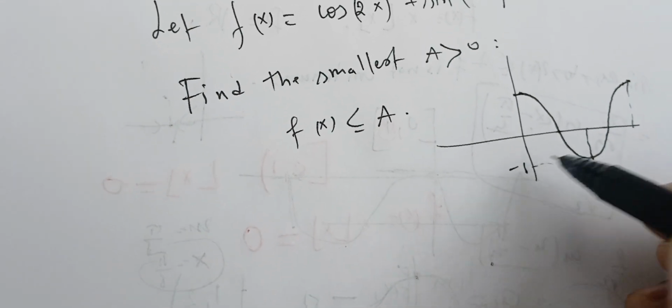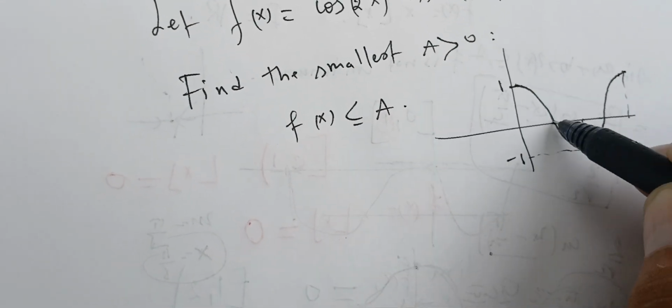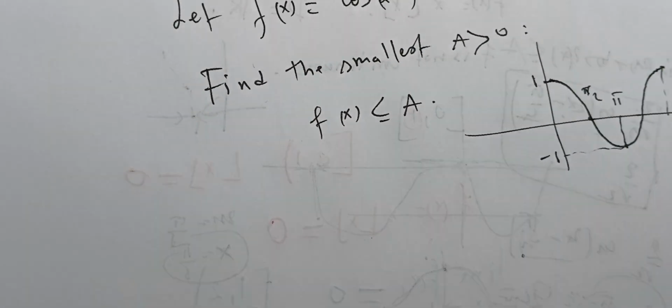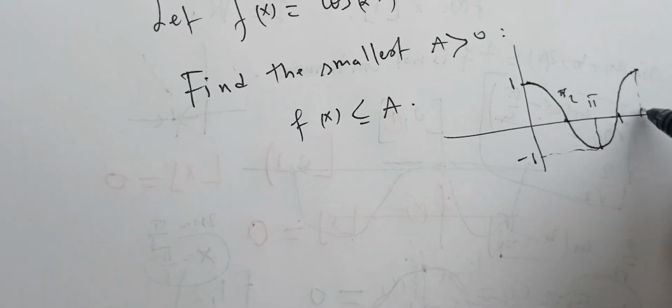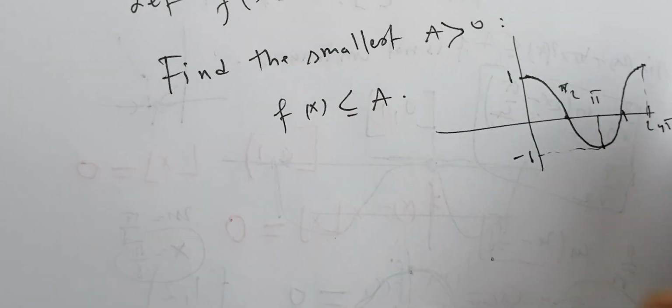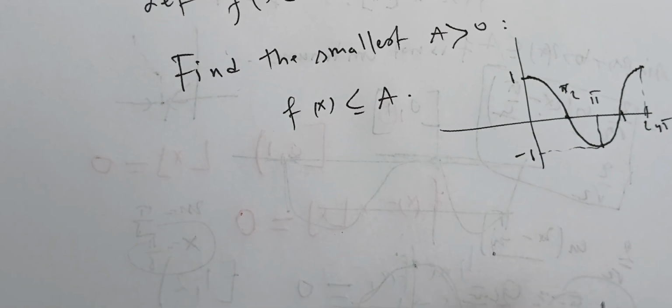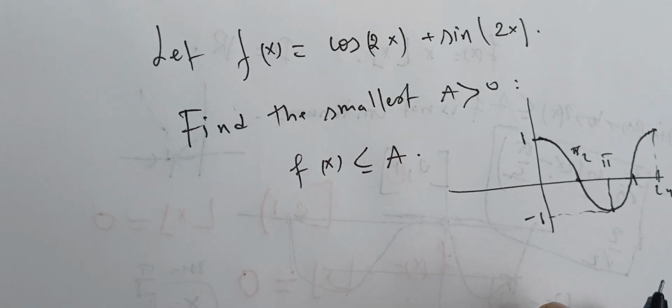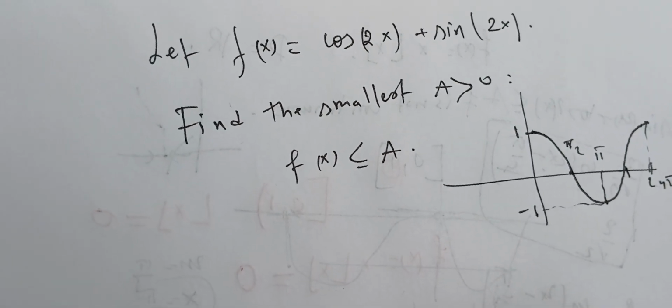So if we assume this is -1, this is 1, this is pi over 2, this is pi, this is 3 pi over 2, and this is 2 pi, we can get all the information that we need from the graph. We don't need to do any complex computation.